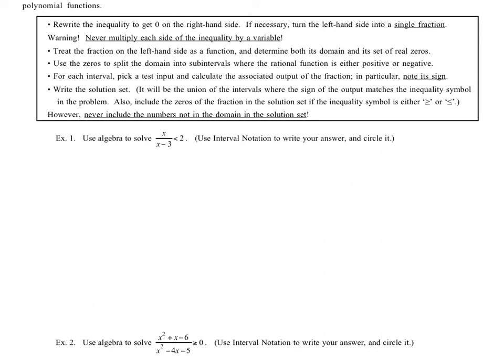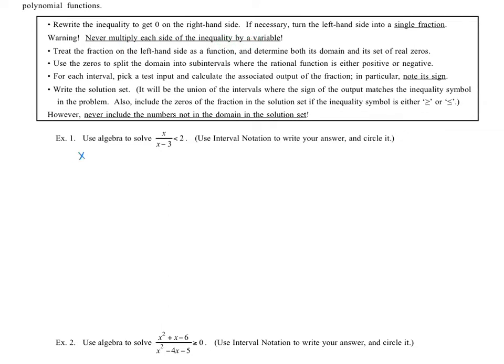The first step is to rewrite the inequality to get 0 on the right-hand side. Sound familiar? This is the same thing we did to solve polynomial inequalities. However, there's a little bit more here. It says, if necessary, turn the left-hand side into a single fraction. There's also a warning. It says, never multiply each side of an inequality by a variable.